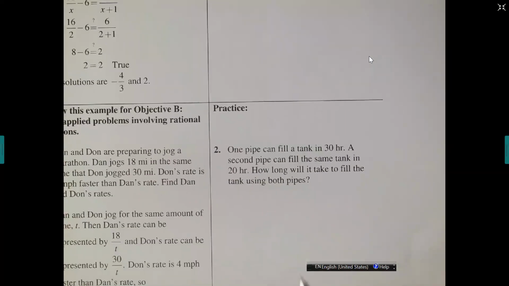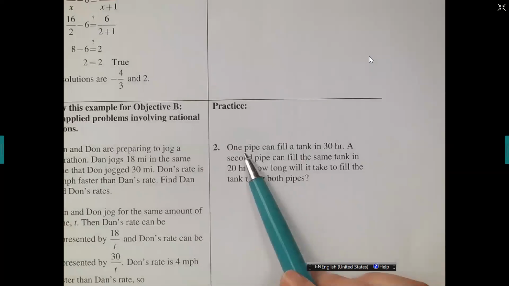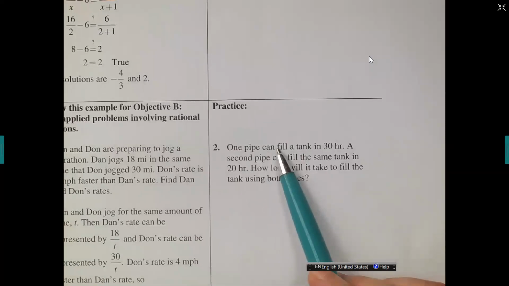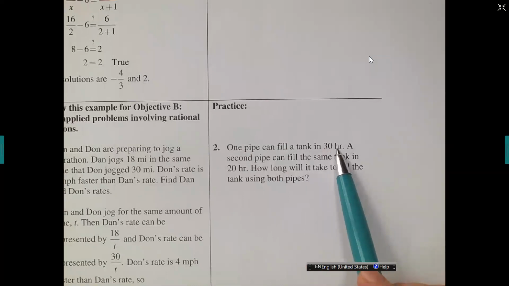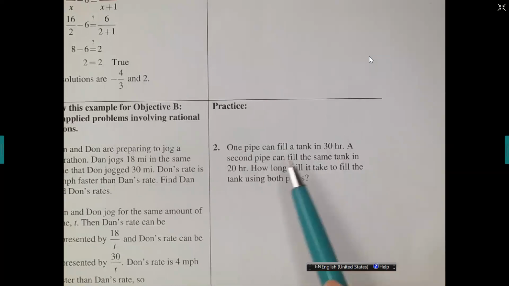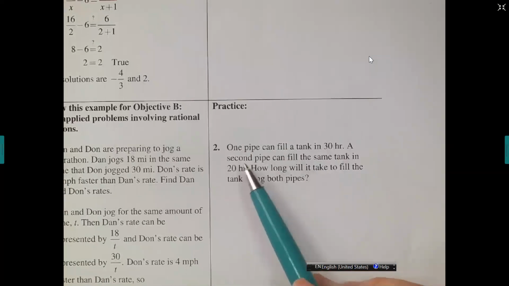Here we go. Okay, there is one typical word problem. One pipe can fill a tank in 30 hours, and a second pipe can fill the same tank in 20 hours. So what do we get?